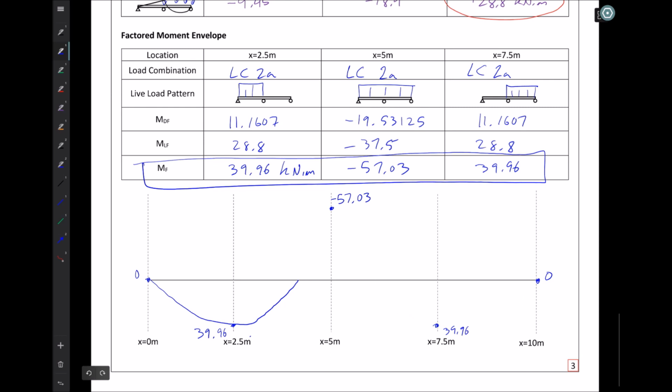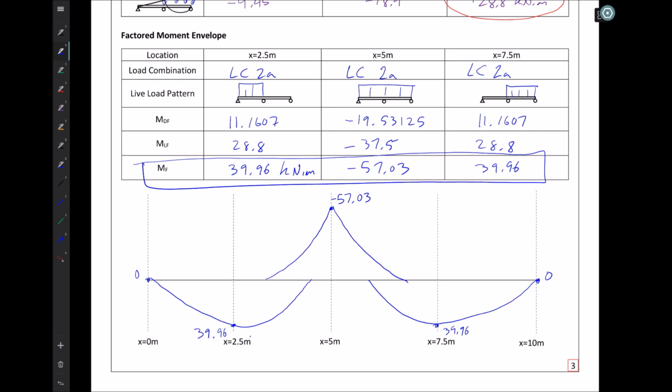Let me actually redraw this one here a little bit better. Yeah, I can do that here. That was a pretty good one. All right, and then over here, my moment distribution is going to look like that.